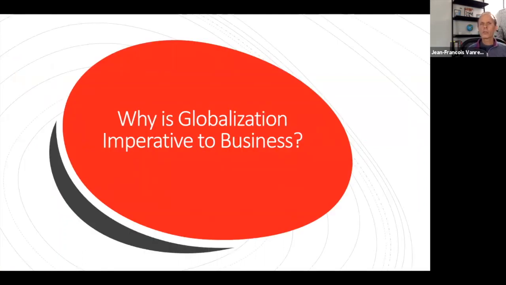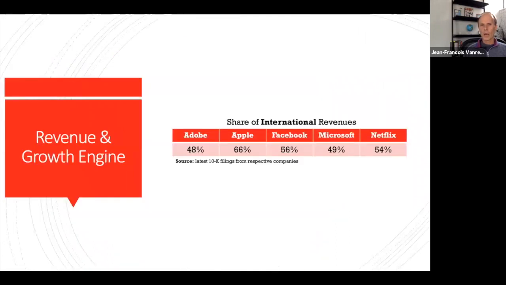So why is globalization so critical to your business? When you look at really large companies, a big chunk of their revenue is generated outside of the United States or outside of the domestic market. As you can see here, it's Adobe about 48%, Apple 66%, 56% for Facebook, 49% for Microsoft. And those are, as you know, multi-billion dollar companies, even Apple, I think it's almost close to a $2 trillion value company. So you can see the chunk of value that comes from international markets when you look at this.